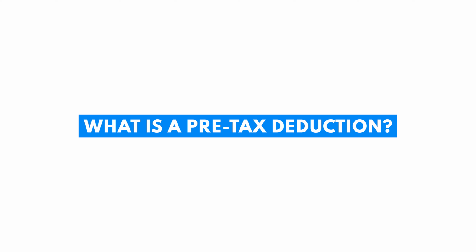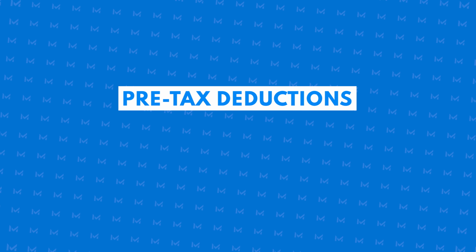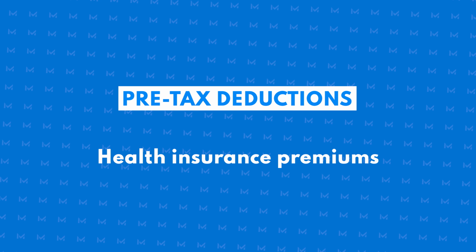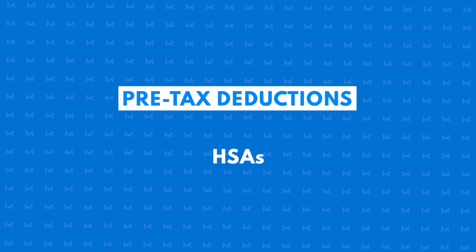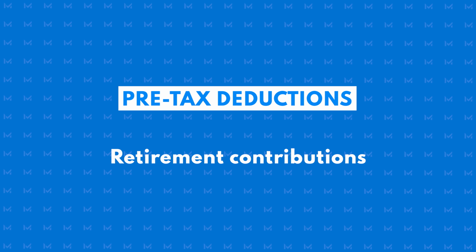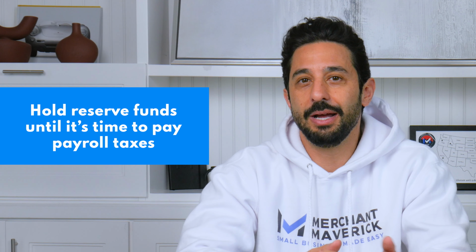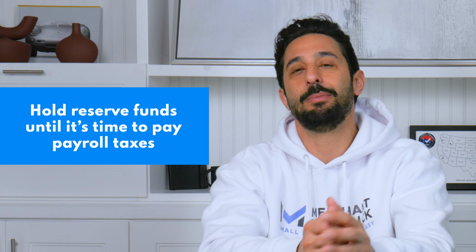So, what is a pre-tax deduction? Pre-tax deductions include health insurance premiums, life insurance premiums, HSAs, FSAs, and retirement contributions. Since we already gathered this info in step 5, this calculation should be easy. These reserve funds should be held in your business bank account until it's time to pay payroll taxes.